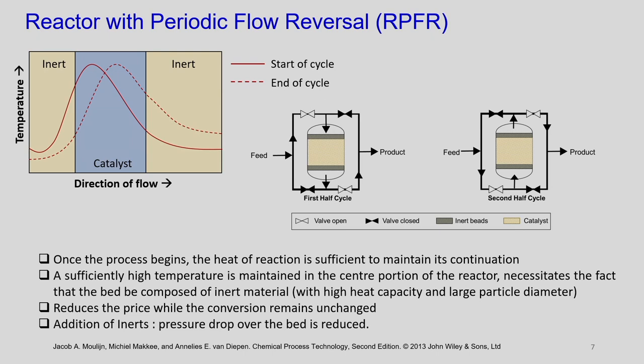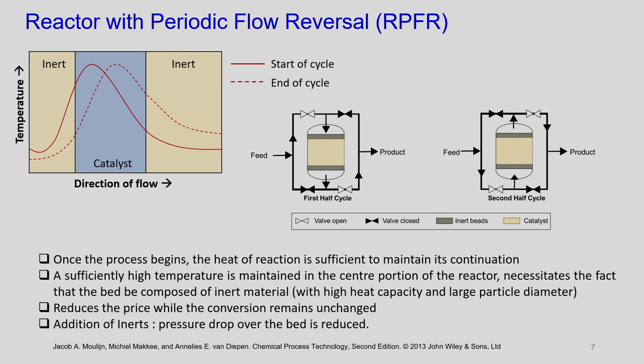Now if I want to plot them, let's say I plot with the y-axis as temperature and the direction of flow along these directions, whether it is the end of the cycle or the start of the cycle. The orientation of the reactor here does not matter. Both ways we are plotting in the same direction, it is not opposite of each other. The direction of the height of the reactor is immaterial here.